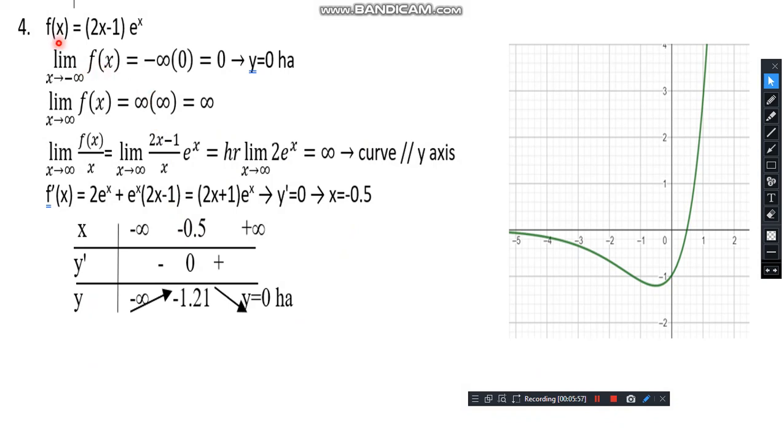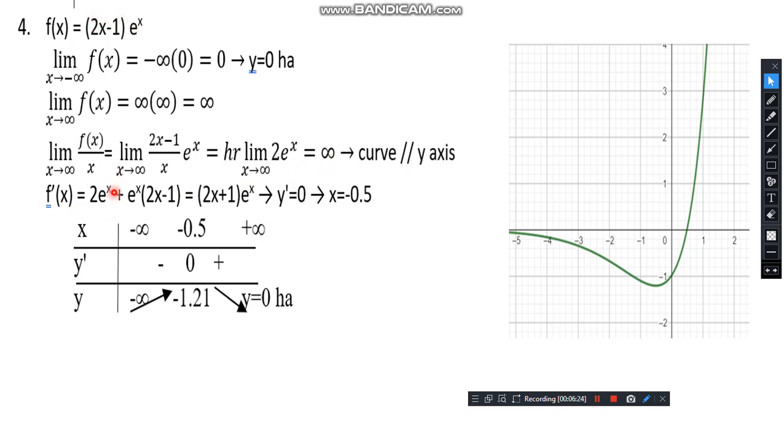Now the curve, the last one, f of x equals (2x minus 1) e power x, and x belongs to R. Here we don't have a denominator. As x tends to minus infinity, it is infinity times 0, exponential stronger, 0, y equal to 0, horizontal asymptote. Infinity times infinity for the limit at infinity is infinity. For the direction, if you divide by x and do L'Hôpital's rule, this will be 2e^x, which is infinity, parallel to the y-axis.